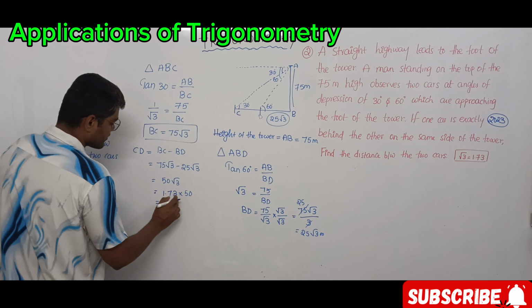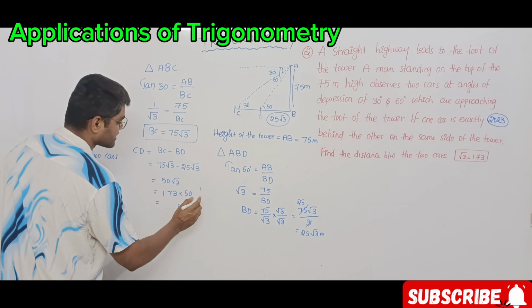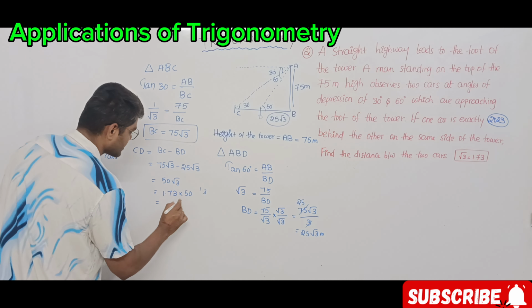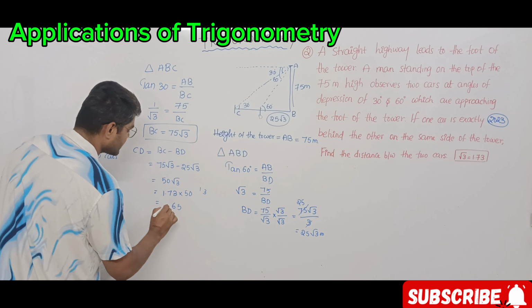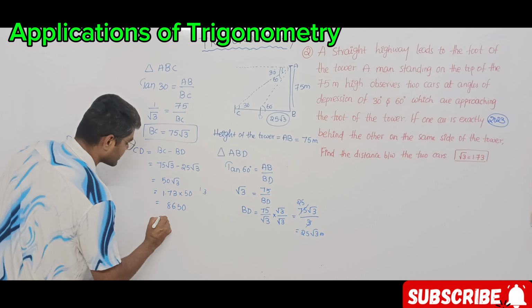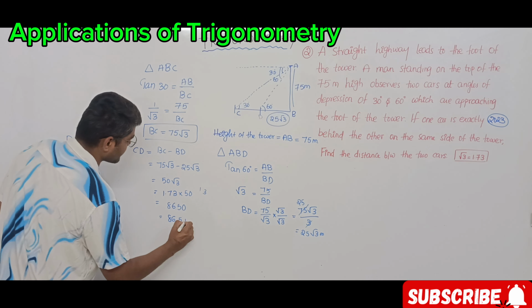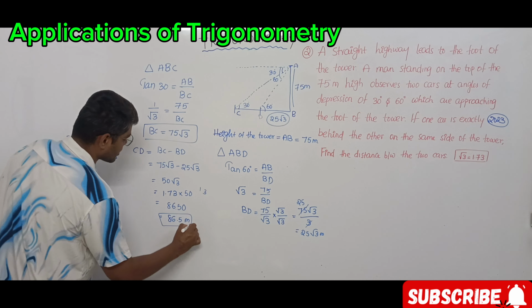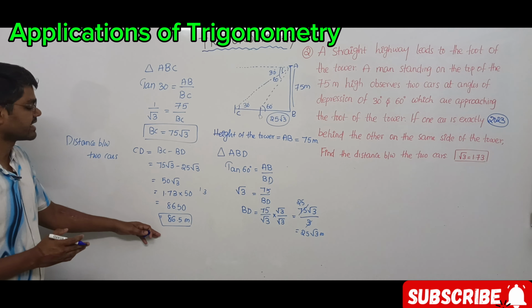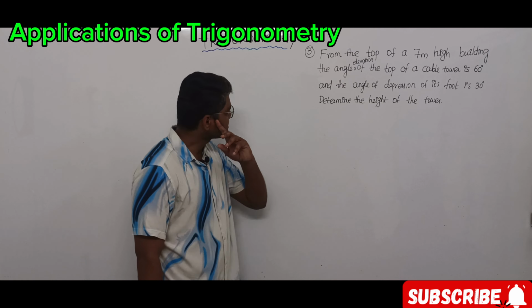Now multiply. 5 3s are 15. 5 7s are 35 plus 1, 36. 5 1s are 5, 5 plus 3 is 8. Here 0. Now we have to put the decimal point here. So 86.5 meters. So now the distance between the two cars is 86.5 meters. That's it.